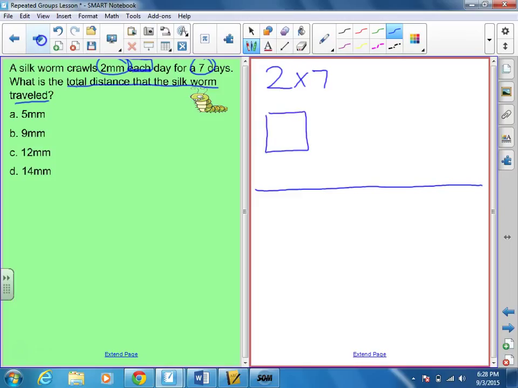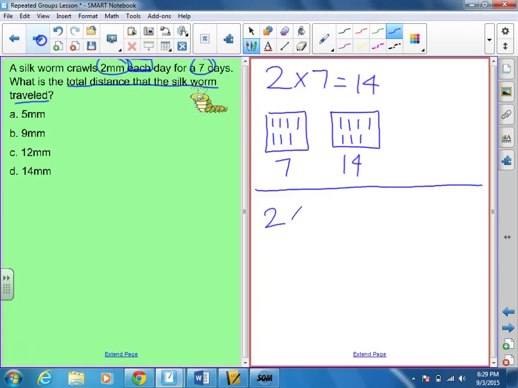Put in our boxes. 2, 3, 4, 5, 6, 7. 1, 2, 3, 4, 5, 6, 7. Again, make sure each group has the same number in the repeated group. Here we have 7, 8, 9, 10, 11, 12, 13, 14. So 2 times 7 is 14.